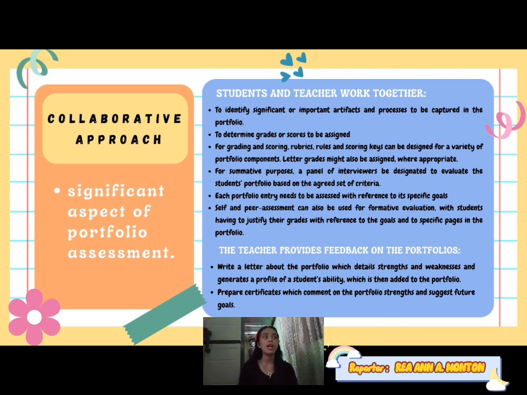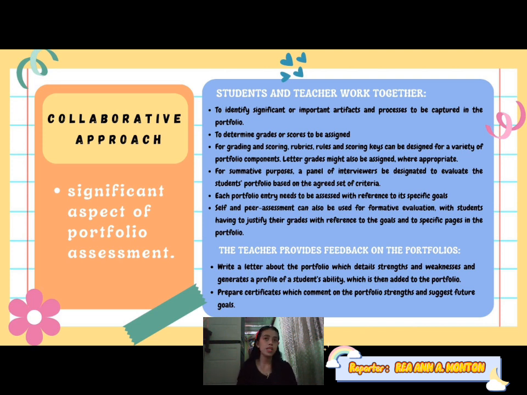Like lang iba na nasobraan sa design, mura nimong fiesta, dili kana portfolio. Fiesta nga dagan kay mga sabit-sabit sa imong portfolio. So you must, just like what I have said, you must be appropriate in selecting what are the best designs that are suitable to your portfolio. So next is the teacher will give feedback about the strengths and weaknesses of the student's portfolio. It can generate a profile of a student's ability, which is then added to the portfolio.